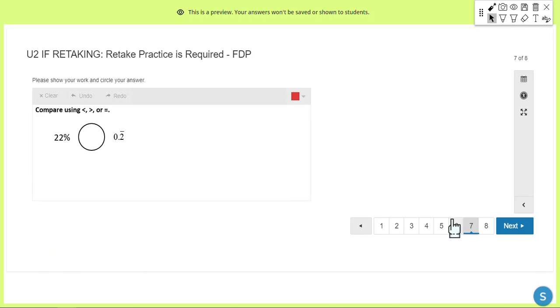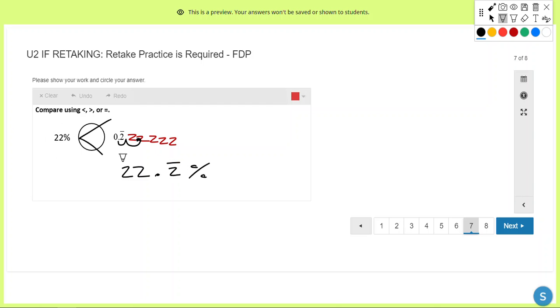Number 7, it was a comparing one, compare using less than, greater than, or equal to. So remember, when you compare, you're always going to turn into percentages. So for this one, 22%, the first one is already a percent, but the repeating one, my recommendation is to always write a bunch of 2's behind so that you remember it's repeating. And then I have to move 2 towards where the percent sign goes. So 1, 2. So I end up with 22, but don't forget it's repeating, 0.2 repeating percent. So because this one has that extra 0.2 that 22% does not, my sign should have gone that way.